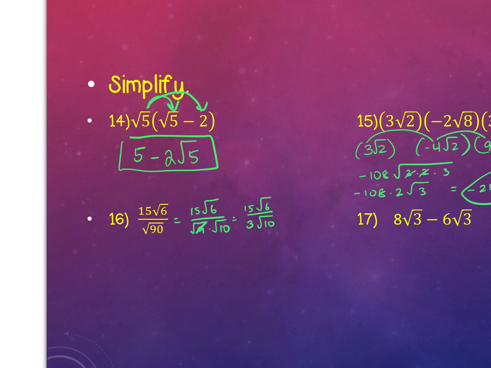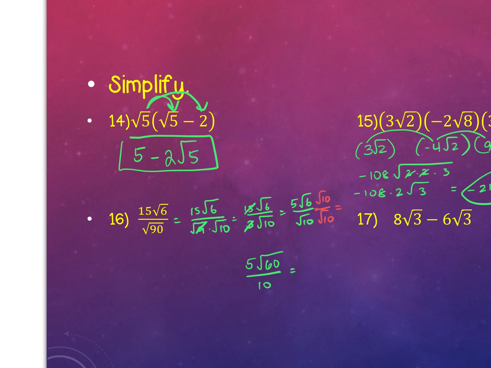Now, again, just to make my life easy, I could simplify my numbers first here. 3 and 15, that becomes 5 radical 6 over 1 radical 10. I don't have to write the 1. And then the last thing I'm left with is this 10 in the denominator, so I'll do square root of 10 over square root of 10. And I should get 5 times the square root of 60 all over 10.